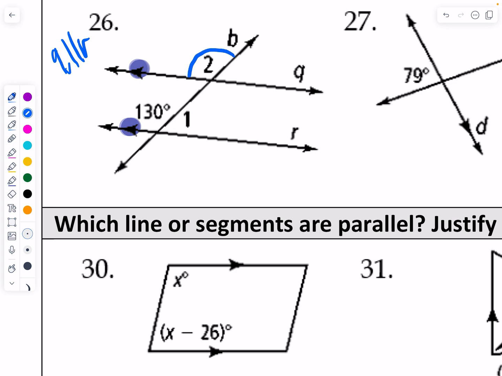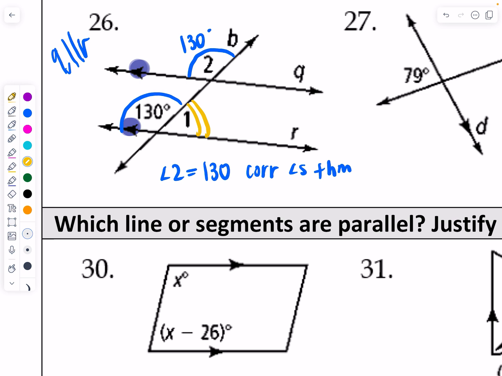Well, what is angle 2? Angle 2 is going to be corresponding to 130 degrees. So we know that angle 2 is going to be equal to 130, because those are the same corners. That is because of the corresponding angles theorem. If the lines are parallel, then we know that the corresponding angles must be congruent. And what is angle 1 going to be?